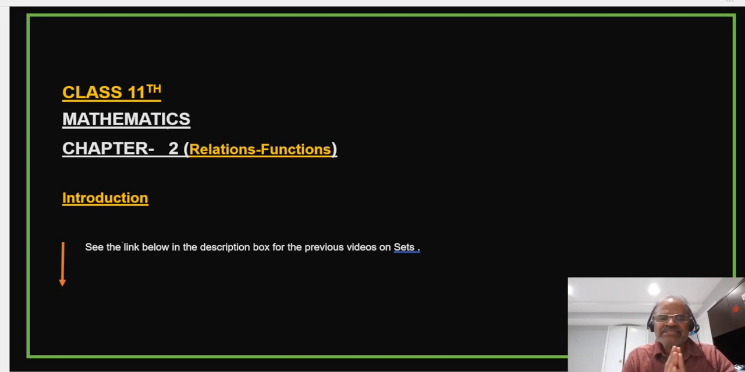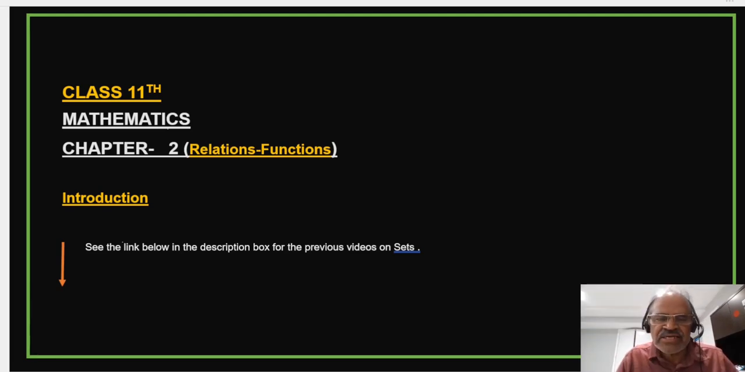Similarly, suppose x and y. x is 10 more than y. That means x is related to y such that the first object x is 10 more than y, x equals y plus 10. Let's continue the study of relations and functions in the next slide.